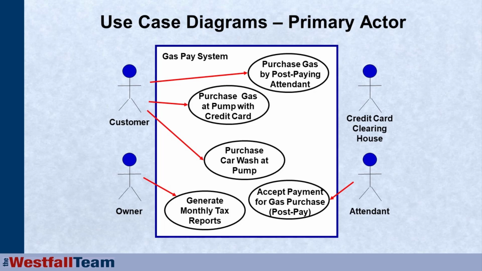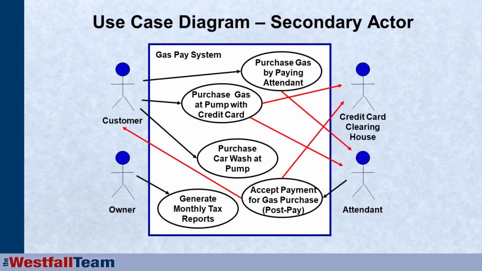Now, in these diagrams, you also have arrows that go out. These represent the secondary actors. For example, if I am going to purchase gas by paying the attendant, when I finish purchasing gas, the attendant is going to be notified of that interaction so they know they're going to have something to collect.